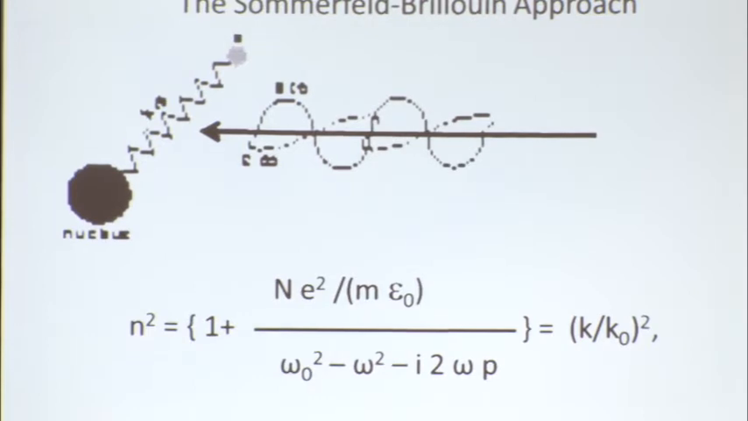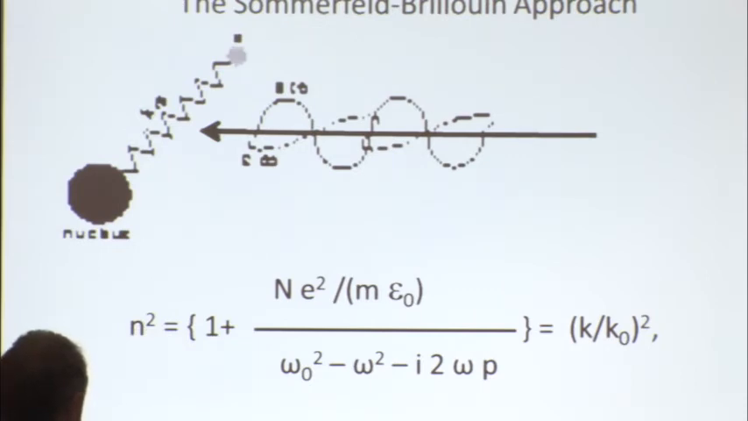The second power of the refractive index is given by this function. This is the number of oscillators, this is the electronic charge, the mass, the permittivity, and this is the resonance frequency of this oscillator, the frequency of my electromagnetic wave, and there's a damping term. This gives the damping of the oscillator, rho.